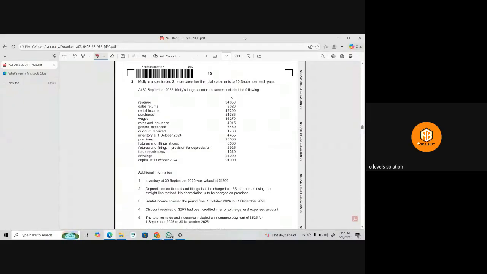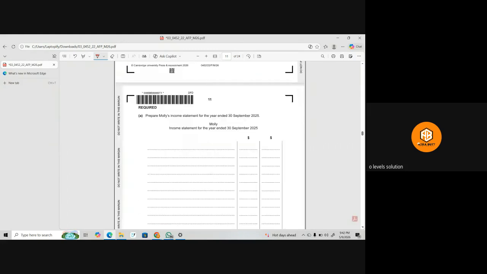So we have question number 3. Molly is a sole trader and she prepares her financial statements on 13th September each year. At that date, Molly's account balances include the following. And then we have additional information. So what we need to do is prepare the income statement.